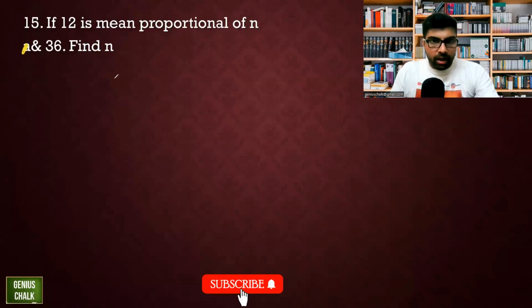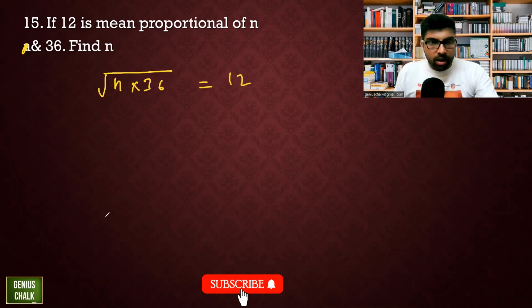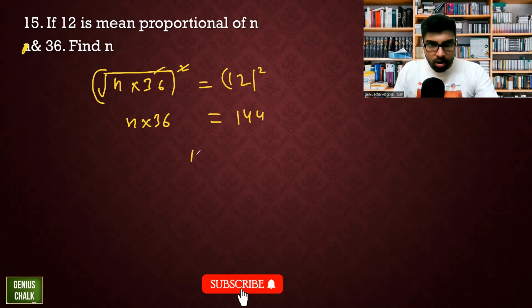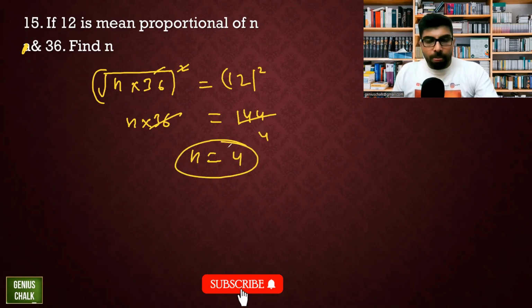That means I can write root of n into 36 is equal to 12, right? Now squaring both sides, n into 36, this squaring both sides means this square root will cancel, and this 12 will be squared, it is 144. So this n into 36 is 144, so n value must be 4.